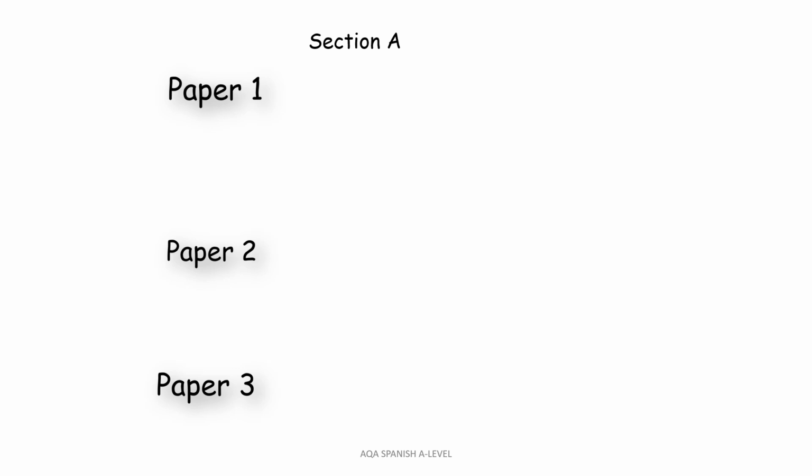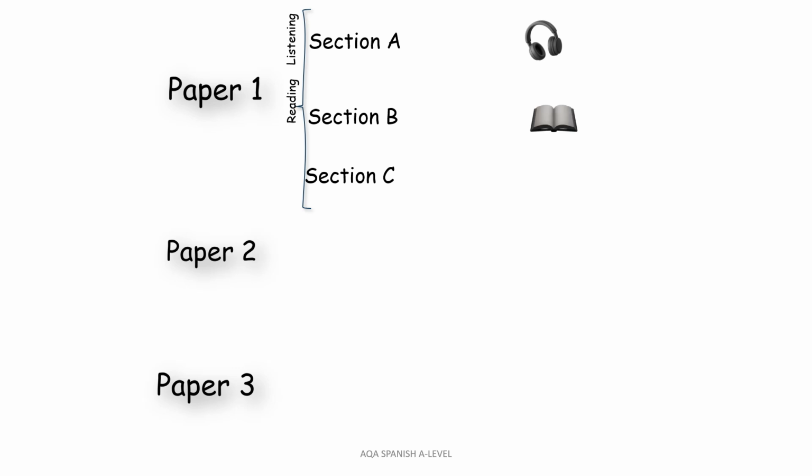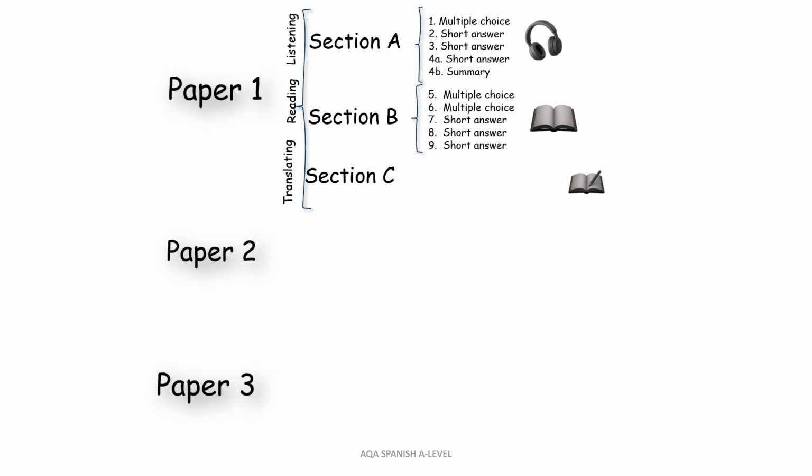So, summarizing all this, we have paper 1, paper 2, and paper 3. Paper 1 has section A, section B, and section C. Section A is about listening, section B is about reading, and section C is about translating. Remember that section A has 4 questions, section B 5 questions, and section C is a translation.